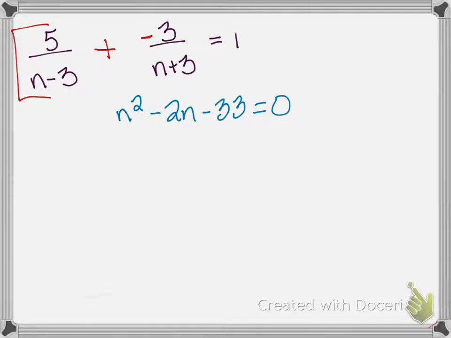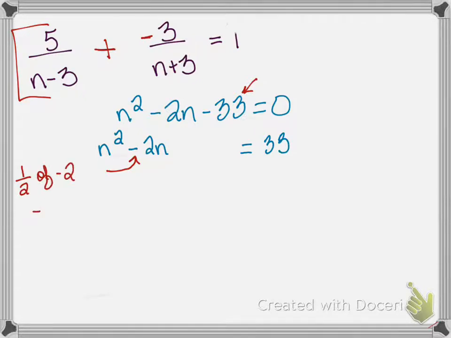First thing I'm going to do is take this negative 33 and move it to the other side. So I'm going to have n squared minus 2n equals 33. My next step is to look at this negative 2n. What is half of negative 2? It is negative 1. What is negative 1 squared? That is positive 1. So I am going to add positive 1 to both sides.